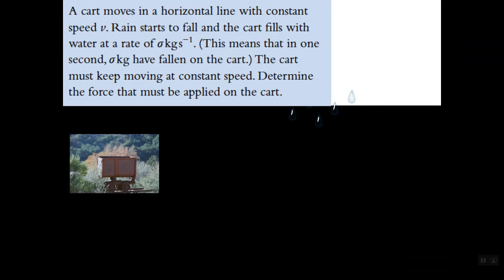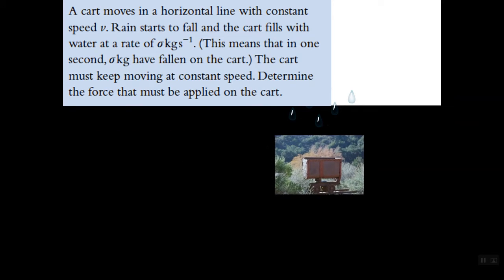A cart moves in a horizontal line with a constant speed v. Rain starts to fall at a rate of sigma kilogram per second. This means that in 1 second, sigma kilogram have fallen on the cart. The cart must keep moving at a constant speed. Determine the force that must be applied on the cart.